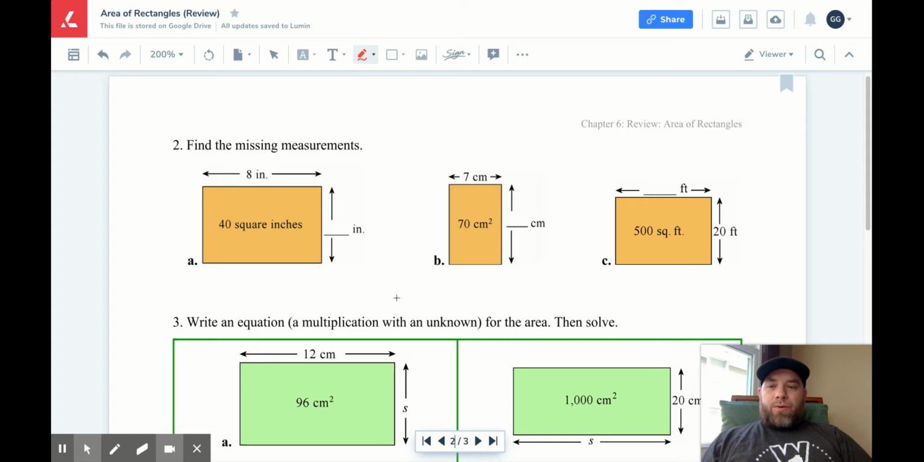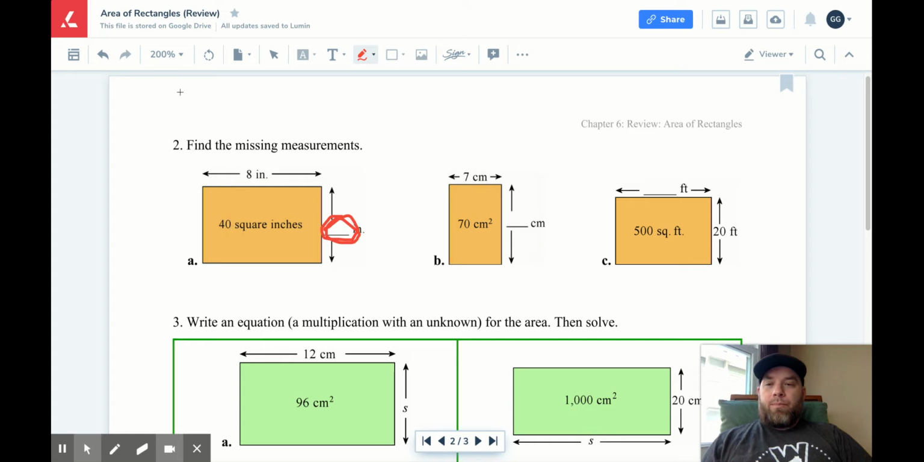And I'm just going to do the first one in each of these to help you figure out how to solve these problems. So in this one, we're finding the missing measurement. So we have the area, we have 40 square inches, and we have 8 inches here. So what we're trying to find is this. I'm circling it right here. And so what you're going to want to do is take the opposite of multiplication, which is division, and we're going to take 40.